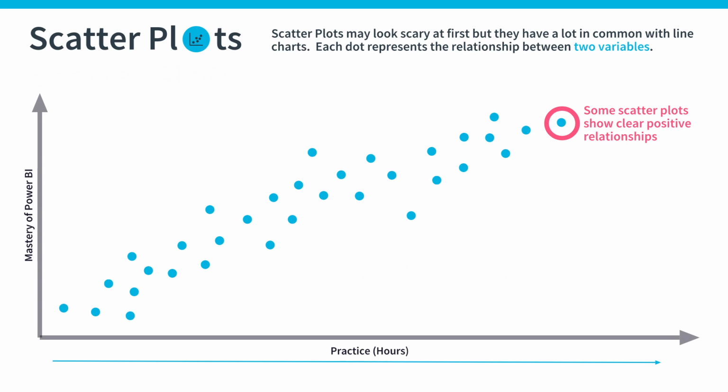When we have a scatter plot where the dots look like they are increasing as we read from left to right, we call that a positive relationship. On this scatter plot, we see a pretty clear positive relationship, and that makes sense, right? These dots are just telling us that, generally speaking, an increase in Power BI practice usually leads to an increase in Power BI mastery.